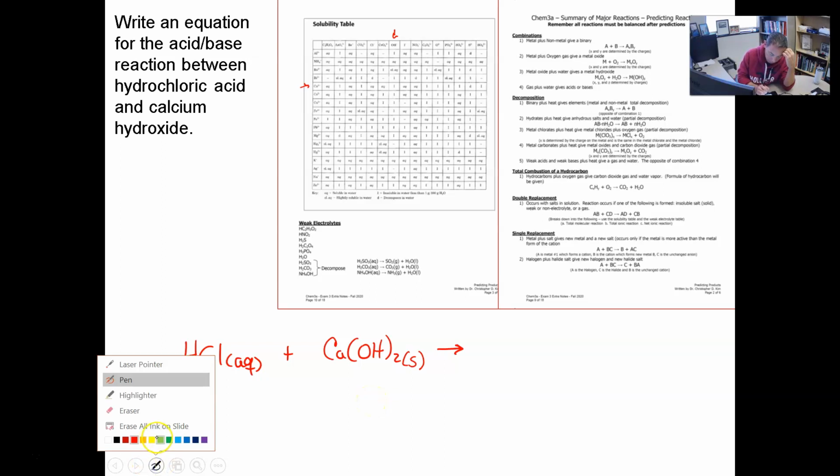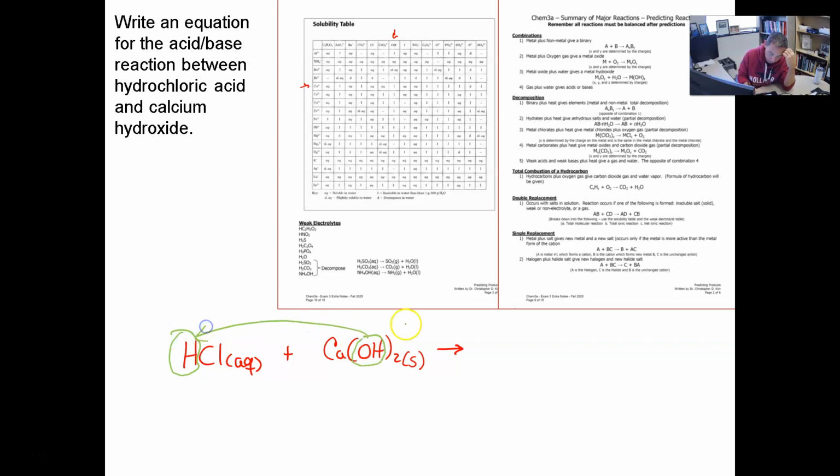So my H+ is going to go with my OH-, right? That's going to create HOH, again, H+, OH-, 1 to 1, or commonly known as H2O, water. This is called that neutralization reaction that we saw in the previous slide.